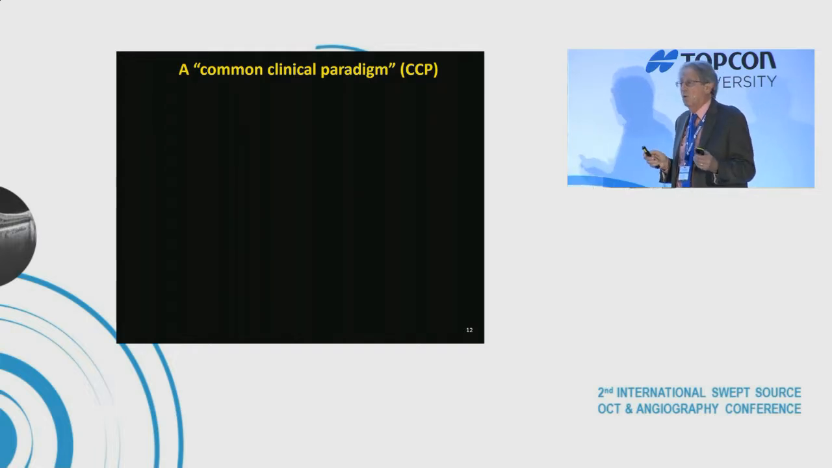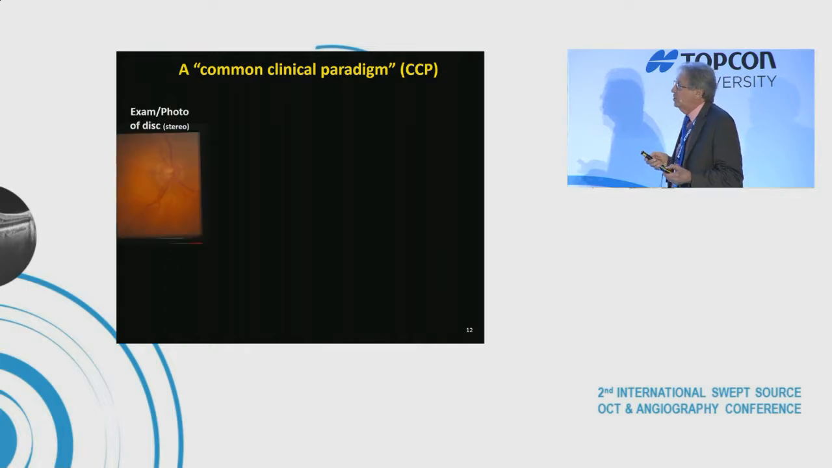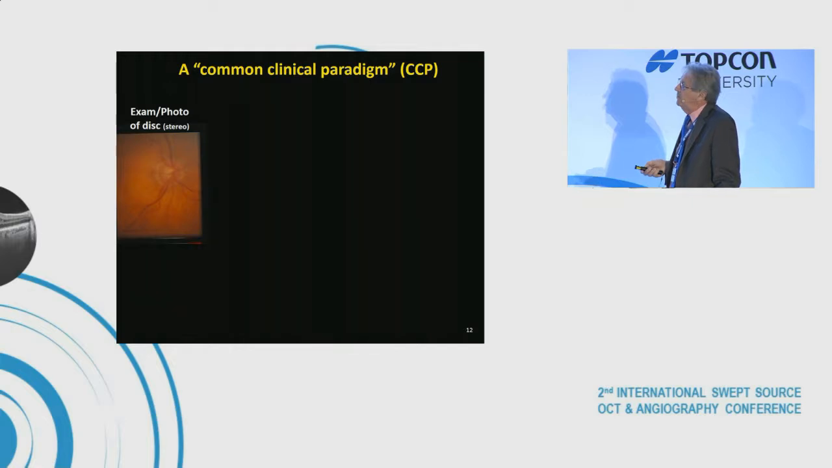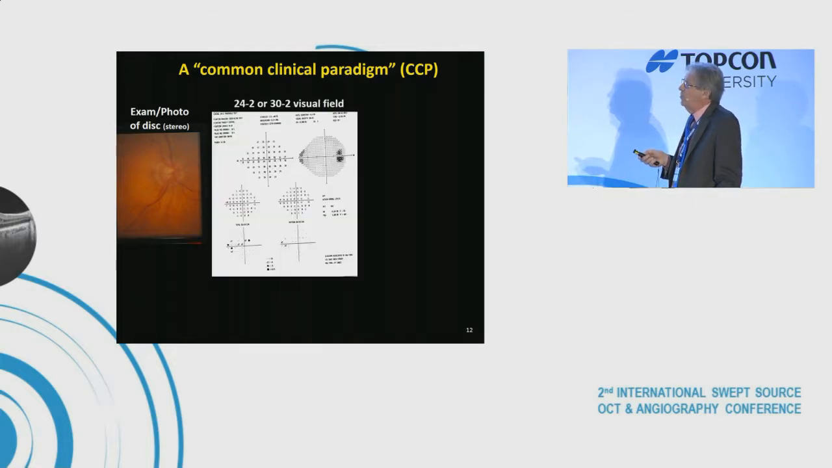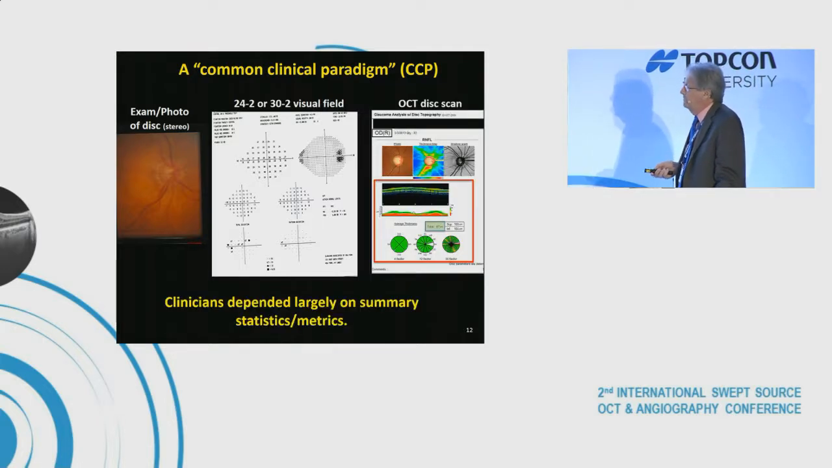If you go around the world, the most typical tests that you'll find the glaucoma specialist using is an exam of the fundus of the disc, often accompanied by photos, a 24 or 30-2 visual field that has spacings of 6 degrees, and then an OCT disc scan. And clinicians, especially for the OCT, tend to depend upon these quadrant metrics and this metric here. We don't use metrics at all. And many look at this as they should.